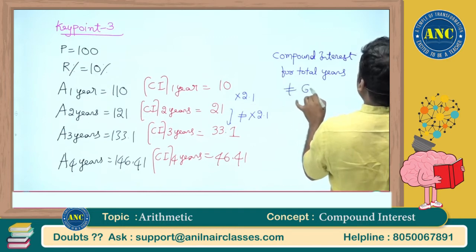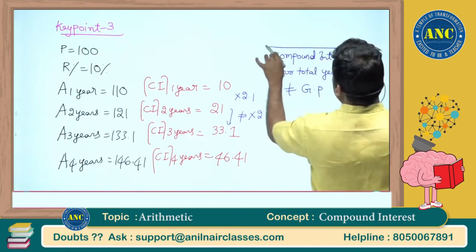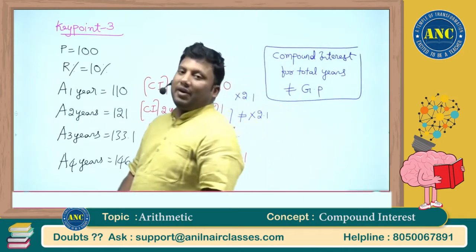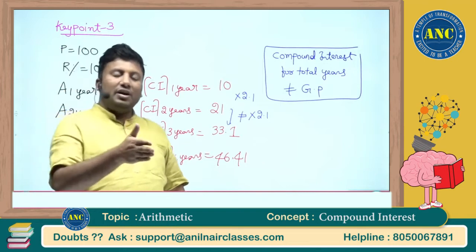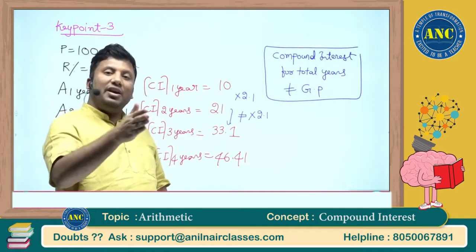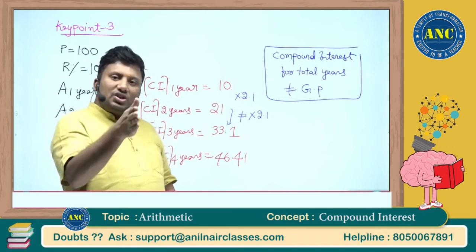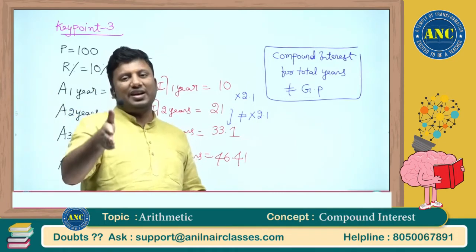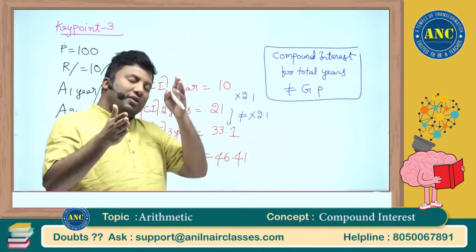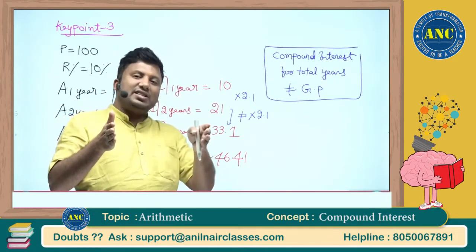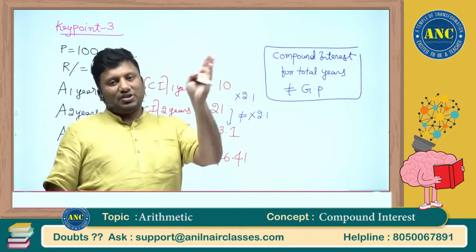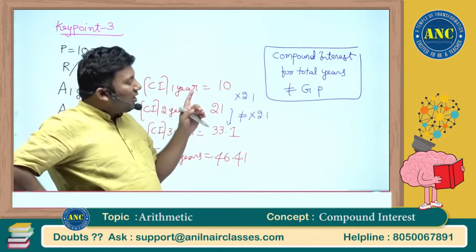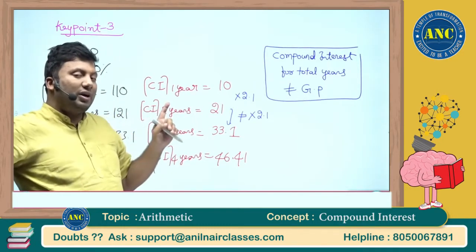Compound interest for a particular year, they are in geometric progression, if the years have a common difference. A1, A2, A3, A4. A1, A3, A5. C1, C2, C3, C4: compound interest at the end of first year, second year, third year, fourth year. Suppose I want compound interest for the third year, I take the first and multiply by the scaling factor for each next year. Compound interest for total years, they are not in geometric progression.